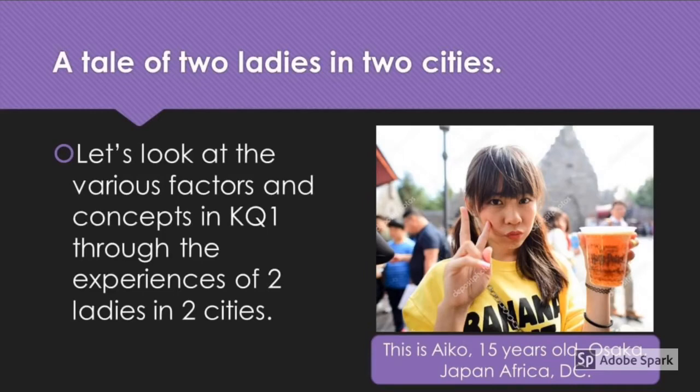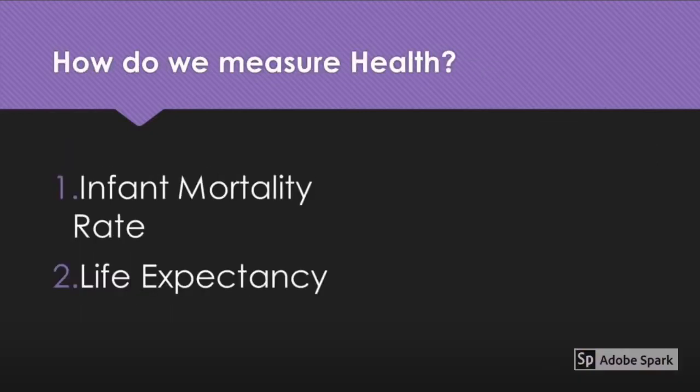The second character that we'll be looking at throughout the entire KQ1 is Aiko. Aiko is a 15-year-old girl from Osaka, Japan. Okay, so not Africa. Can you please note the Africa there is wrong. She's from Japan, Osaka. She's from a DC, so she's the DC representative in this case, and Layla is the LDC representative.